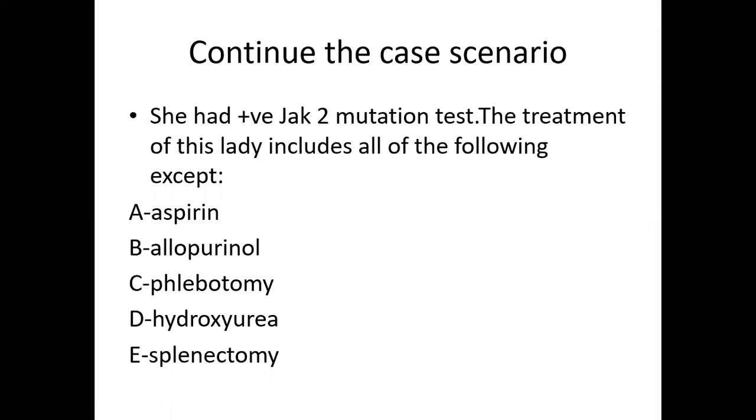We continue the case scenario of the patient. The patient had a positive JAK2 mutation test, and so now the treatment of this lady includes all of the following medications except: A, aspirin; B, allopurinol; C, phlebotomy; D, hydroxyurea; and E, splenectomy. And the answer, you will find it during the lecture.